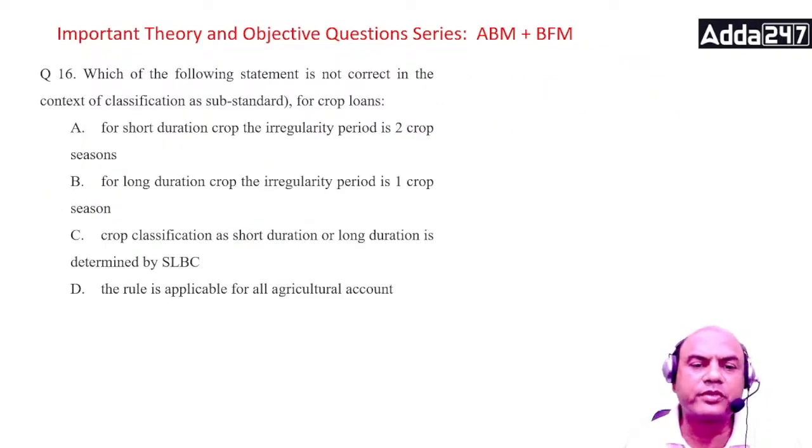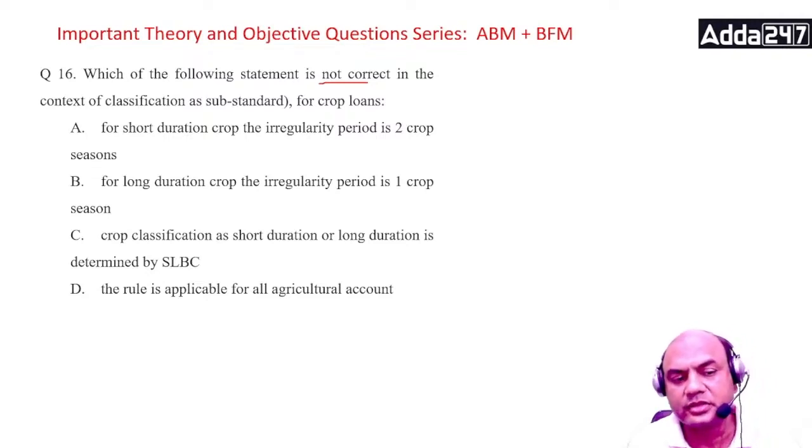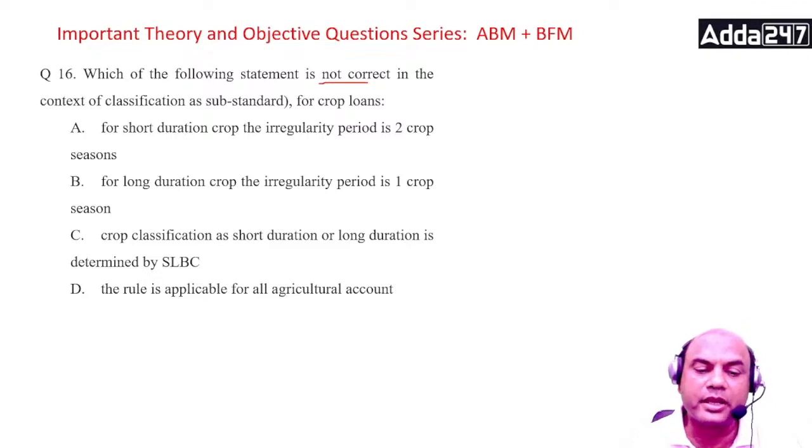Next one. Which of the following statements is not correct in the context of crop loans? Means we are talking of crop loans and we want the one that is not correct. For short duration crops, the irregularity period is 2 crop seasons. For long duration crops, the irregularity period is 1 crop season. Crop classification as short duration or long duration is determined by SLBC. The rule is applicable for all agricultural accounts. So we want the one which is not correct.